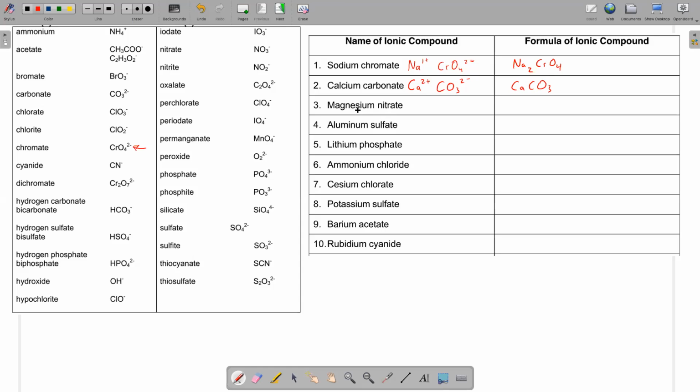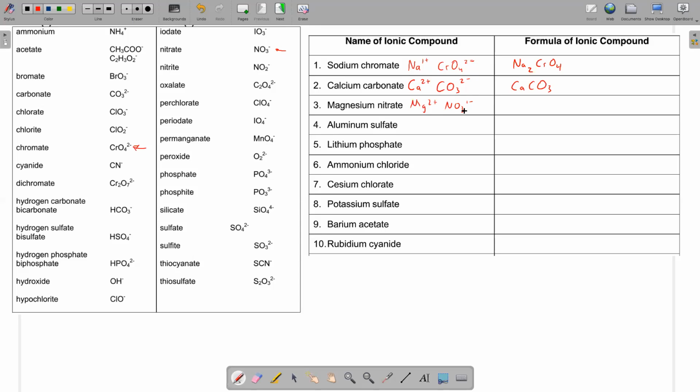Magnesium nitrate. So magnesium is in group 2 of the periodic table. It's just Mg2+. And then nitrate. And be careful that it's nitrate, not nitrite. Nitrate is right here. That's NO3, 1 minus. So because magnesium has a charge of 2 and nitrate has a charge of 1, you're going to need 2 nitrates to go with every 1 magnesium. Or you can do the cross-down method. So you got to have 2 nitrates for every 1 magnesium.